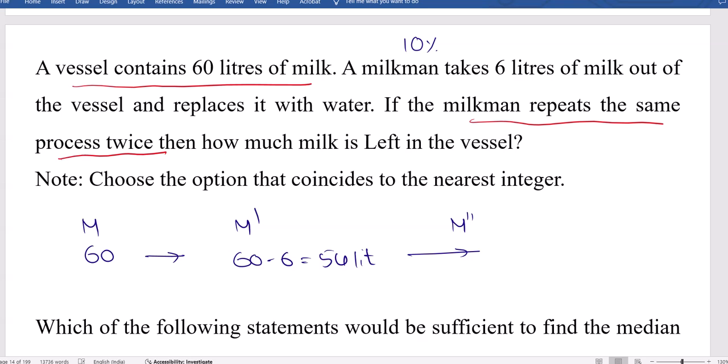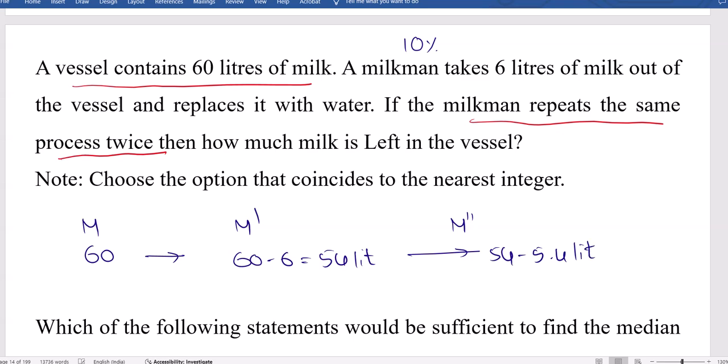10% is 6 liters. The total will be 60 only, because of the water you added. Totally 60, and you are removing 6. 6 out of 60 is 1 by 10, and 1 by 10 means nothing but 10%. So every time you are removing 10%. So now milk will be 54 minus 5.4.